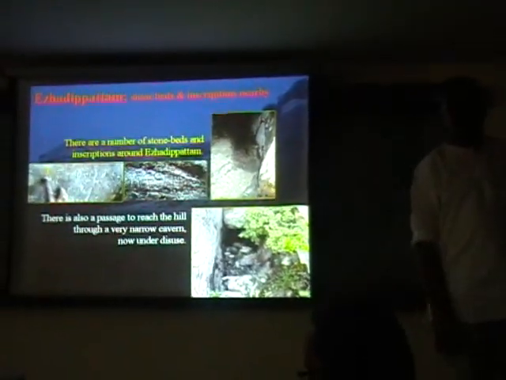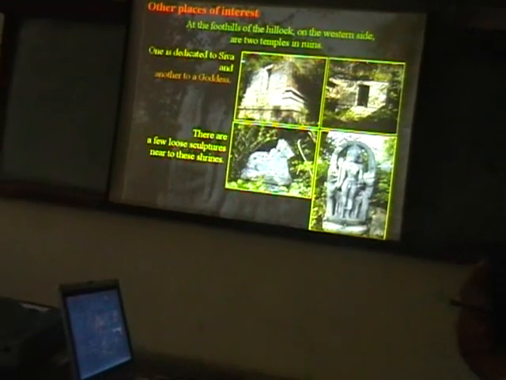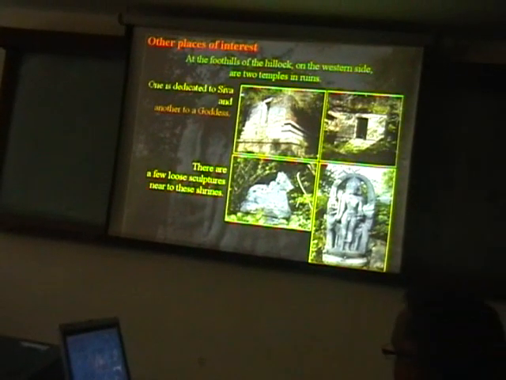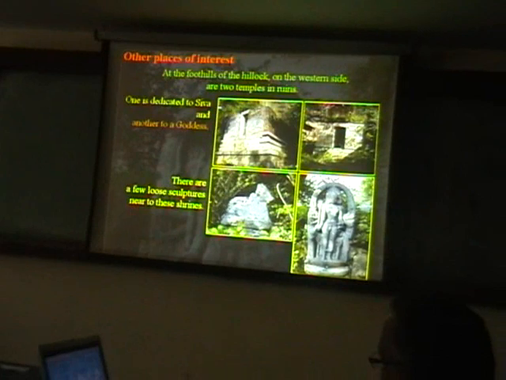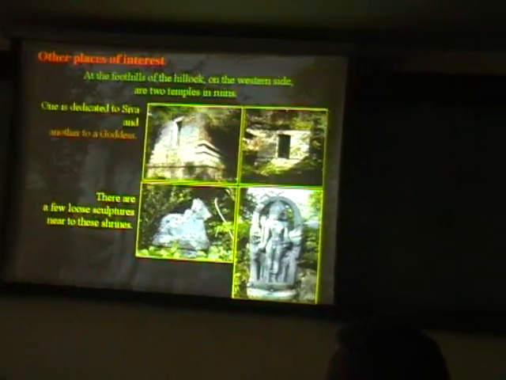Now they have closed it. I have only taken photographs of that, which you can see over here. There is a Shiva temple, there is an Amman temple, a temple for a goddess, most likely Durga, or it could be.